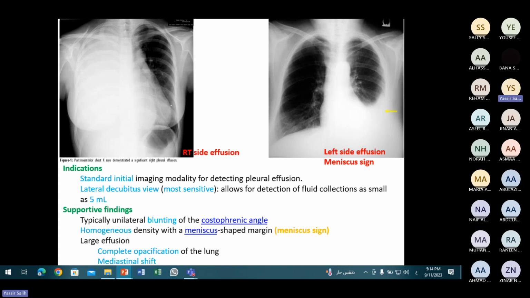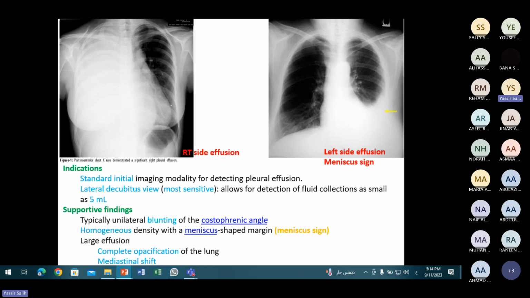Now we talk about pleural effusion. A patient with pleural effusion may have many causes, may be caused by pneumonia, heart failure, or tuberculosis. Many conditions can cause pleural effusion. The standard initial imaging modality for detection of pleural effusion is usually plain X-ray, and the standard plain X-ray, as we said, is PA in erect position.